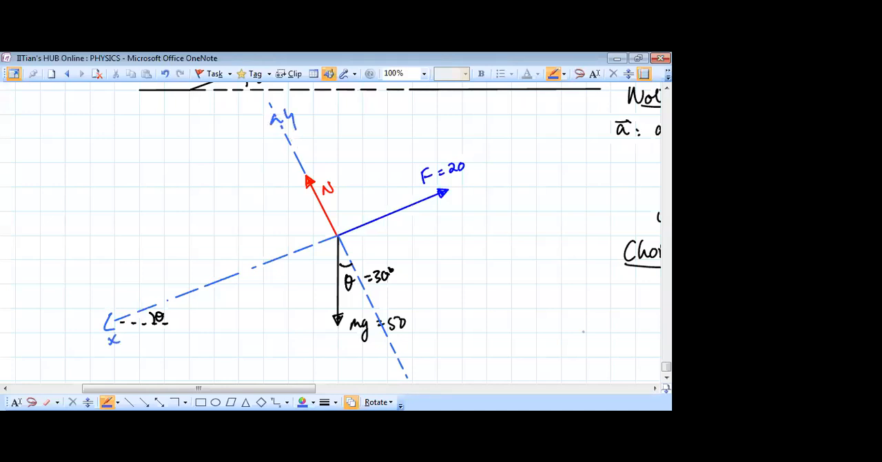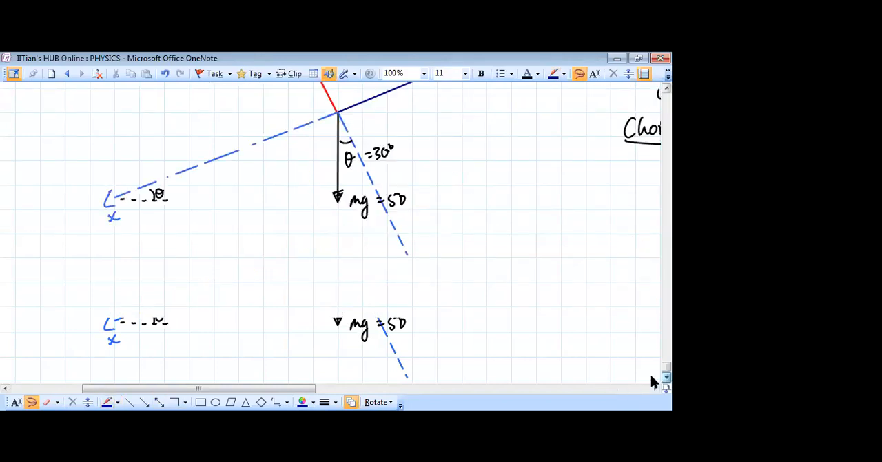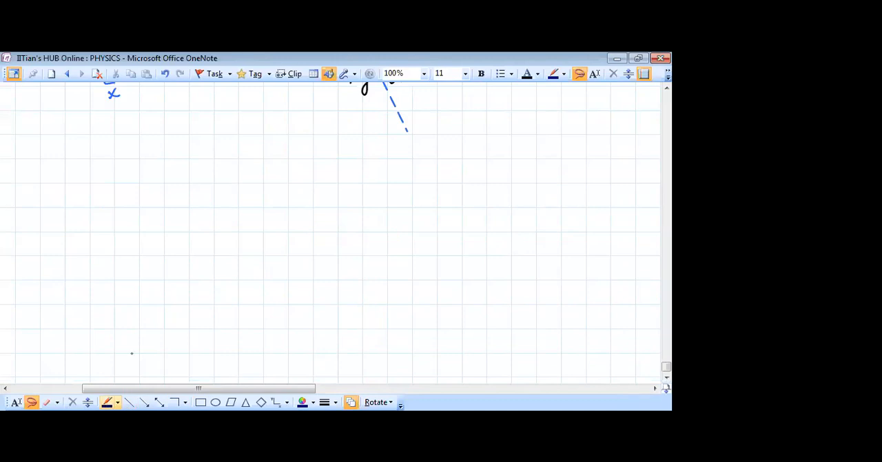Okay, so having understood that, now that we take our x and y axis like this, the next step is we have to resolve our forces. So which force do we have to resolve here? Only one force, and that is this one. Only the mg. So after resolving mg into x and y components, what will our FBD look like now?